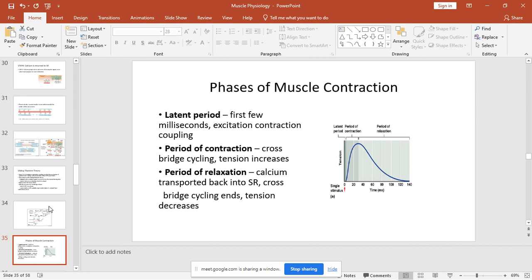We can talk about phases of muscle contraction. So we've got latent period, and then we've got the period of contraction itself, and we've got the period of relaxation. So the latent period basically is the time it takes for your action potential to arrive at the neuromuscular junction, and the time it will take for all that calcium to be released, for all that activation of the troponin and all that kind of stuff. And it is in milliseconds. Yeah, basically. The rest you can read.